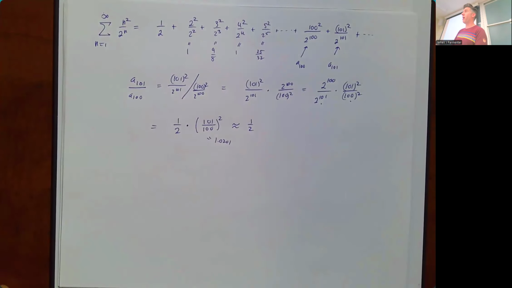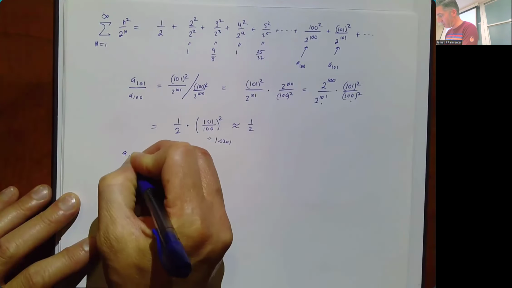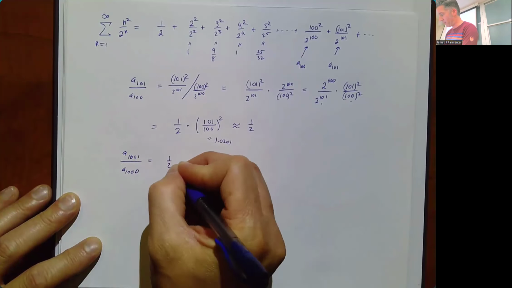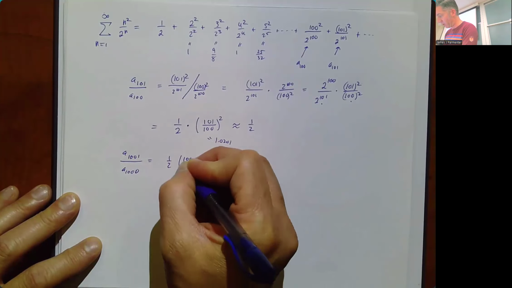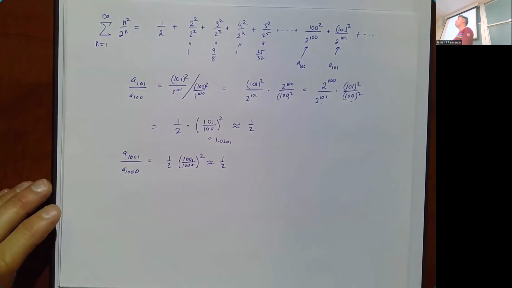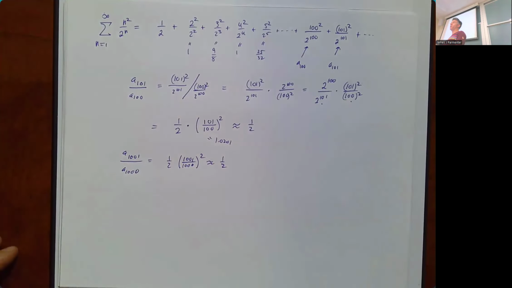And if we went even further out, we would see the same thing happening. If we looked at, say, the 1,001st term divided by the 1,000th term, you would get something like 1/2 times 1,001 over 1,000 squared, which is even closer to 1/2. So in essence, if you go far enough out, this looks very similar to a geometric series whose ratio is 1/2, which means this series is convergent because it's essentially a geometric series whose ratio is 1/2.